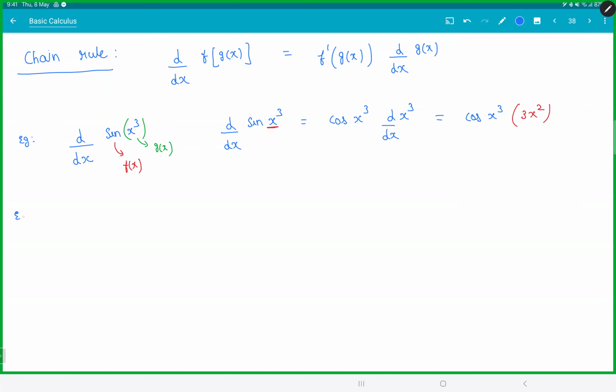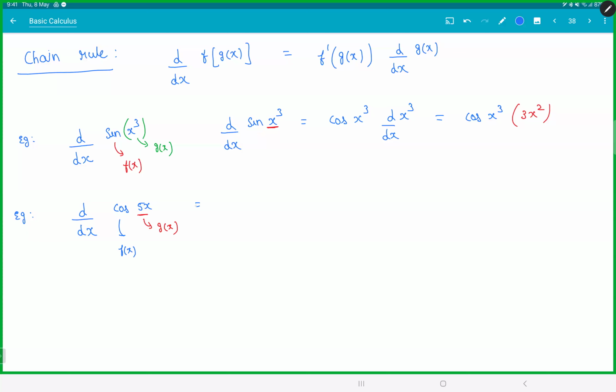Let me show you one more. Let's say you have d by dx of cos 5x. So this is cos of a function. Here the function is 5x, so this is g of x. The cos is f of x.